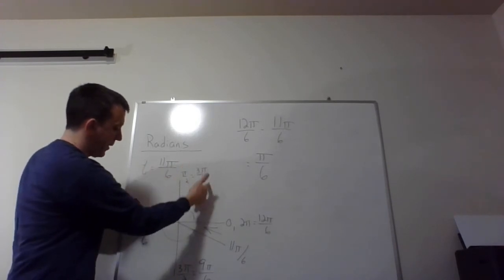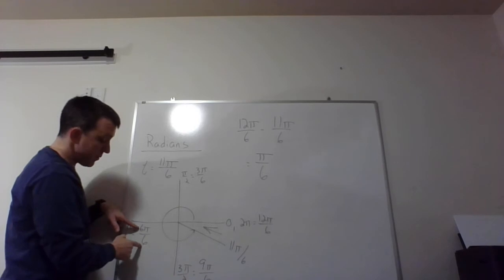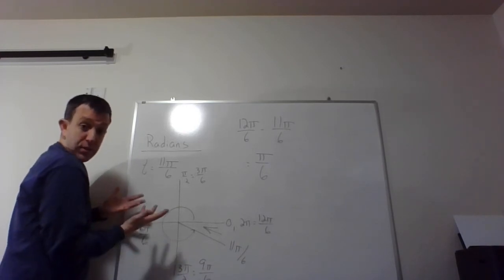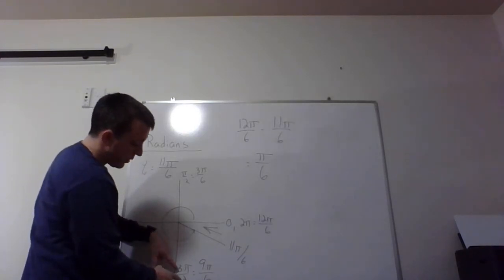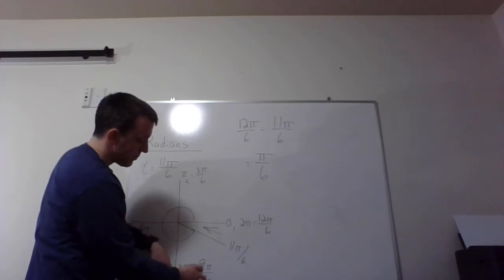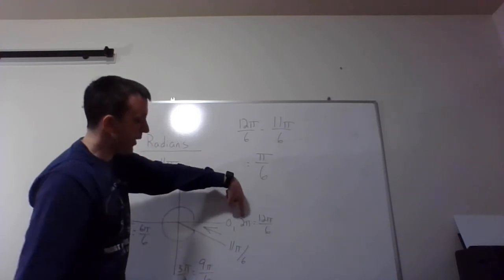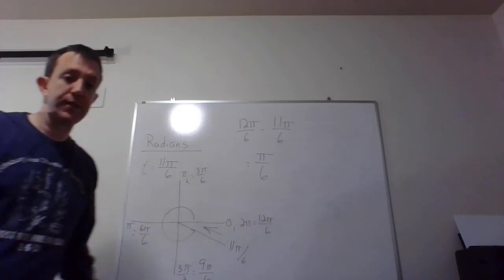Pi times 3 gives me 3 pi. Here, pi is just pi, so it's the same as 6 pi over 6, right? Just another name for 1. Again, multiplying by 3 down here, 3 times 3 is 9, 2 times 3 is 6. And 2 pi, 2 times 6 would be 12, so 12 pi over 6.